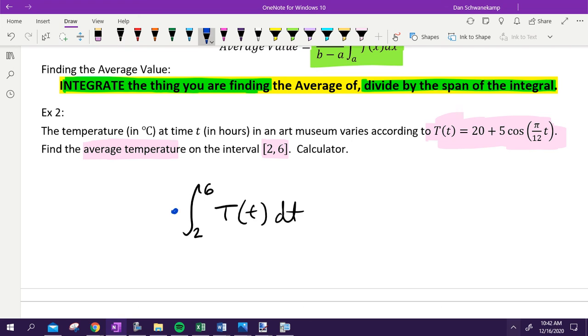I'm going to multiply by 1 over 6 minus 2, upper bound minus lower bound, or in other words, 1/4. I'm dividing it by 4 because 4 hours are going by from 2 p.m. to 6 p.m. Type into your calculator, get an answer.